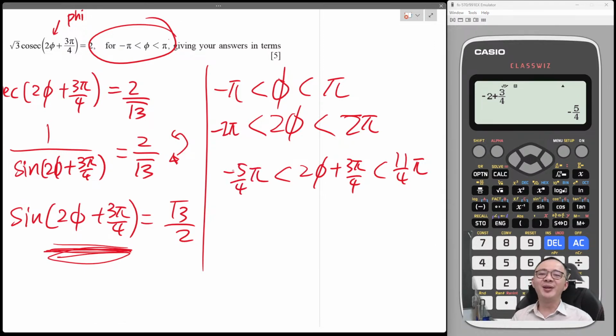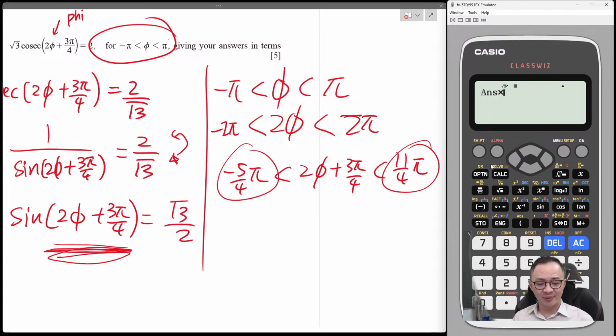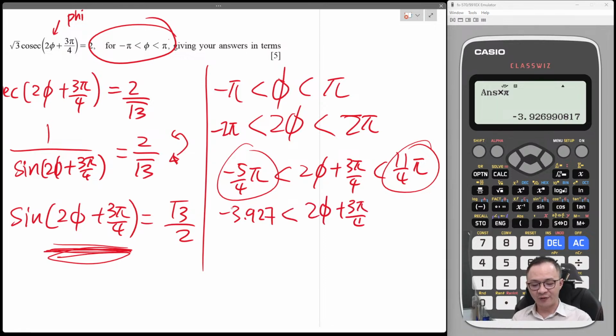Okay, but normally I don't like to leave it like this because I have no idea where I should stop. So I prefer to leave it in decimal. So I will multiply the pi first and leave it in decimal. It's about negative 3.927. Then the upper bound is 2 pi plus 3 pi over 4, which is 11 over 4 pi. I prefer leaving it in decimal so that I know what's going on here. It's 8.639. So my value is in between here.